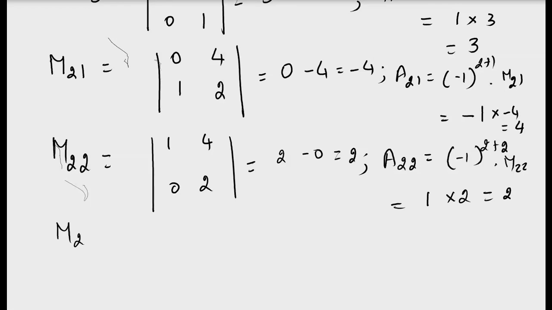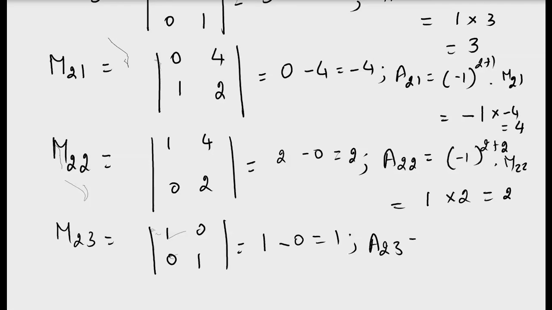And M23 is equal to, now leave the second row and the third column, you will be left with 1, 0, 0, 1, which is equal to 1 minus 0, which is equal to 1. And A23 is equal to minus 1 to the power of 2 plus 3 into M23, which is nothing but minus 1 into 1, which is equal to minus 1.